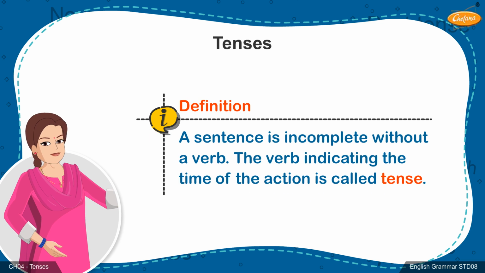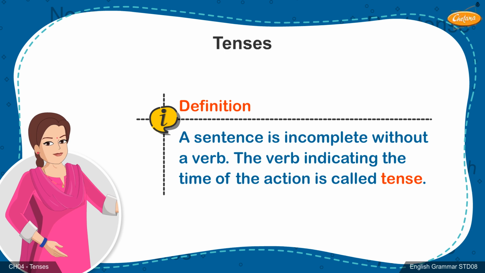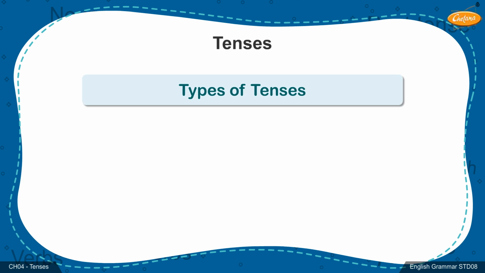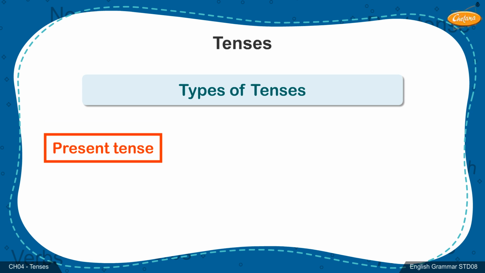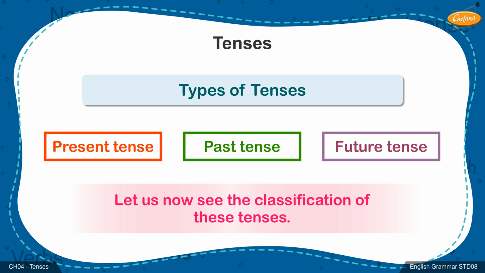Definition: a sentence is incomplete without a verb. The verb that indicates the time of the action is called tense. Types of tenses. There are three main tenses, namely present, past, and future. Let us now see the classification of these tenses.